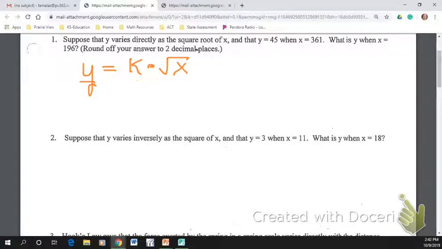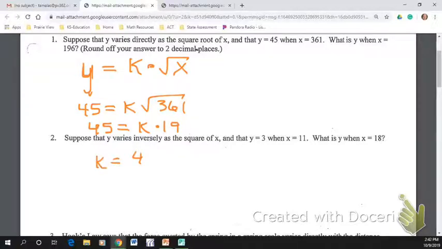Now all you have to do is plug in numbers, and you'll have to do it 2 times. The first set will find k for you. So it says that y is 45 when x is 361. So plug the numbers in. 45 when x is 361. So what's the square root of 361? You're going to need your graphing calculator out for this lesson, so make sure you've got it handy. Square root of 361, I believe it's, double check for me, but I think it's 19. Yep. Okay, so k is going to be equal to 45 over 19.